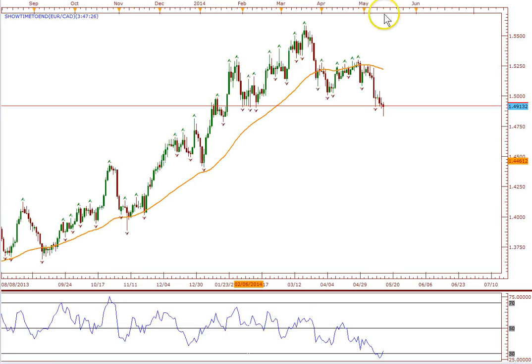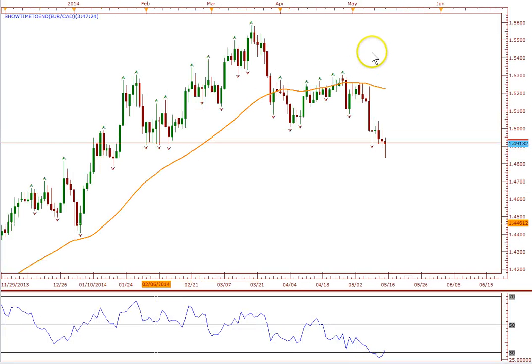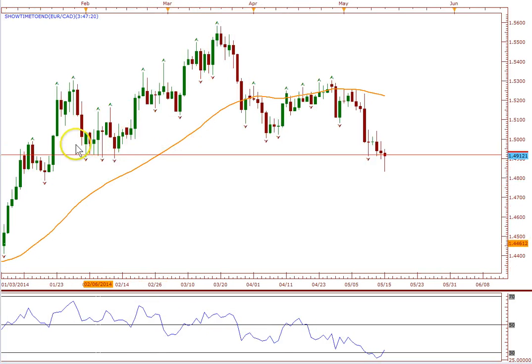Let's go to Euro CAD. Euro CAD, you can see the same thing here. This is the support level. You're at support. The market hit it a whole bunch of times on the daily time frame. So you have all these days where this level was hit. Then the market moved up, came back, and now we're at that level again. So we want to be buying this level.